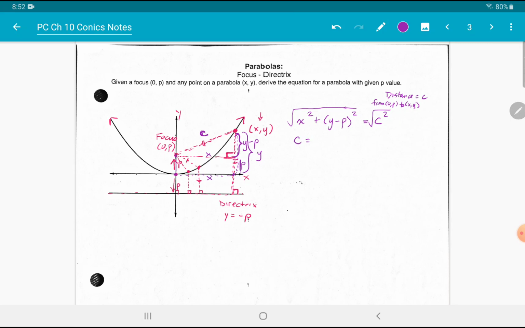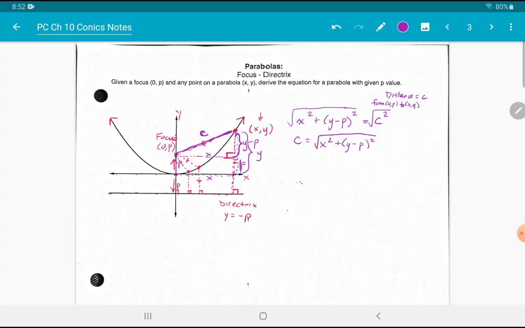Now keep in mind when you do take the square root on both sides, you do get a positive and negative square root, but we know that because we're looking for distance, it really is just the positive value, so the square root of x squared plus y minus p squared. Okay, so far what we found is basically this distance from the focus to that point xy.